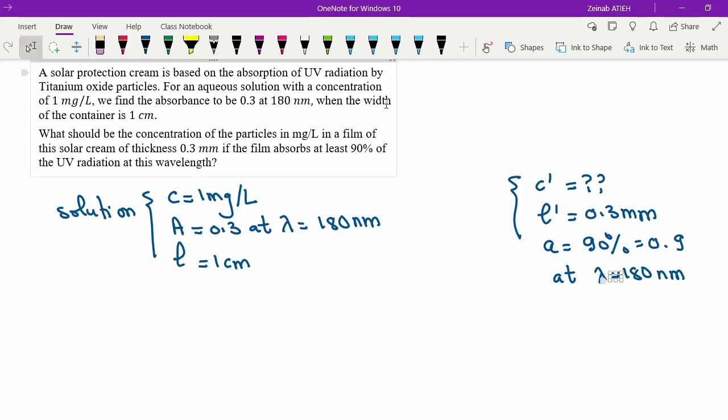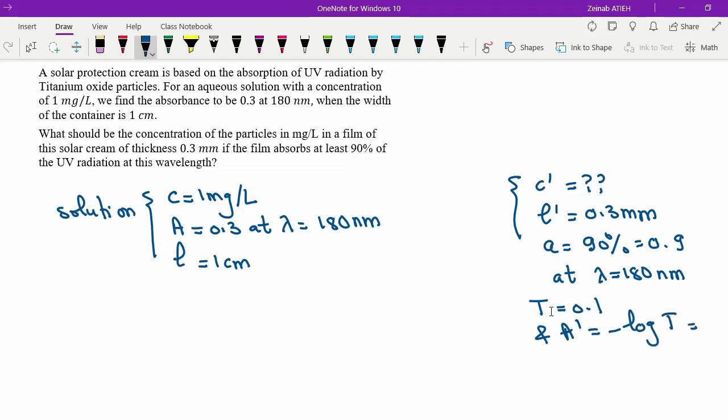Out of this absorption, we're able to calculate the transmission. So for sure, if the absorption is 0.9, the transmission will be simply 0.1. And we can calculate the absorbance A prime, which is equal to minus log T, and it will be equal to minus log 10 to the power minus 1, which is 1.